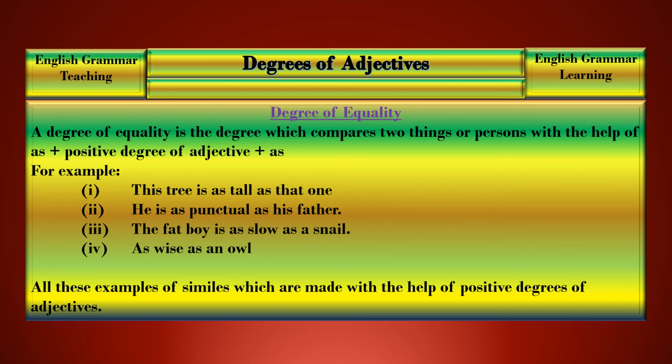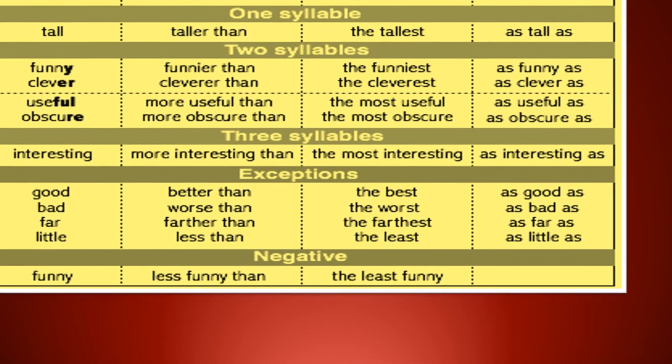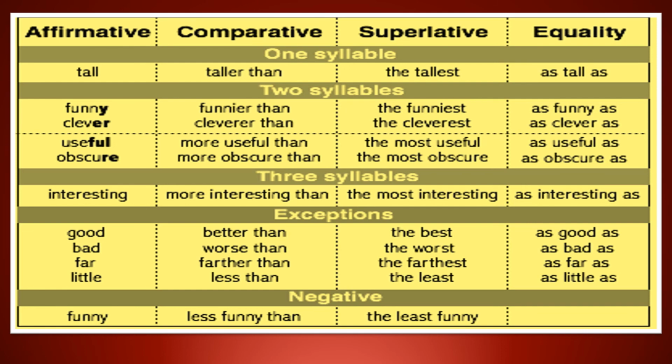All these are examples of similes which are made with the help of positive degrees of adjectives. Here on this slide, you will find all types of adjectives: affirmative, comparative, superlative, equality. So all these types, they may be either one syllable, two syllables, three syllables, or some exceptional cases like good, better, the best, and negative. The example of negative degree is little, less, the least.